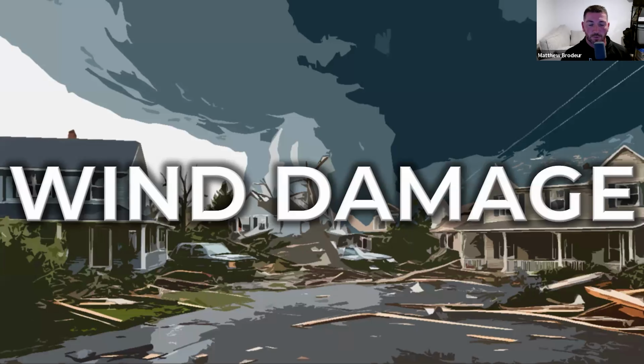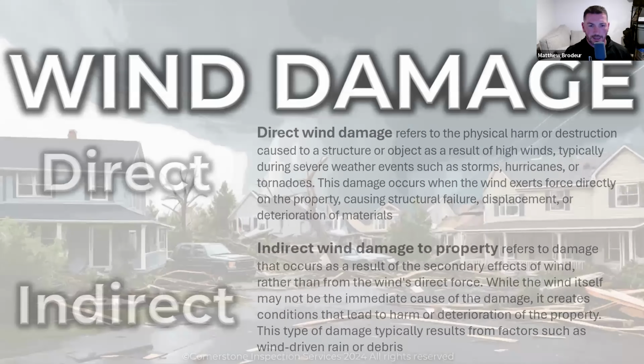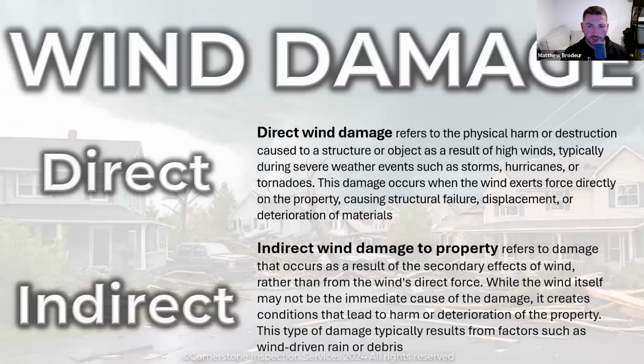Wind damage for us is pretty easy to recognize. And like we said, you've got direct wind damage. It refers to the physical harm or destruction caused to a structure or object as a result of high winds, typically during severe weather events such as storms, hurricanes, or tornadoes.